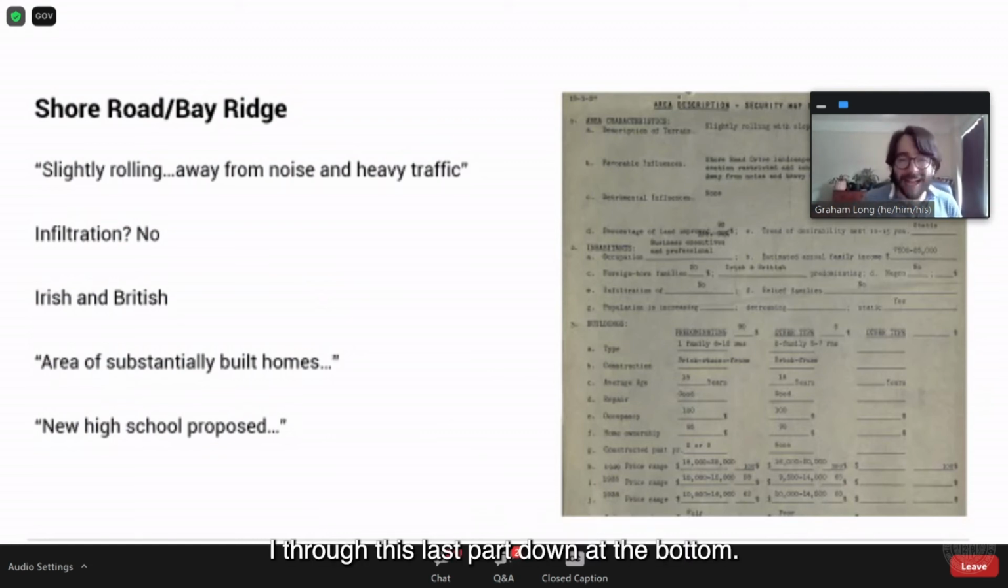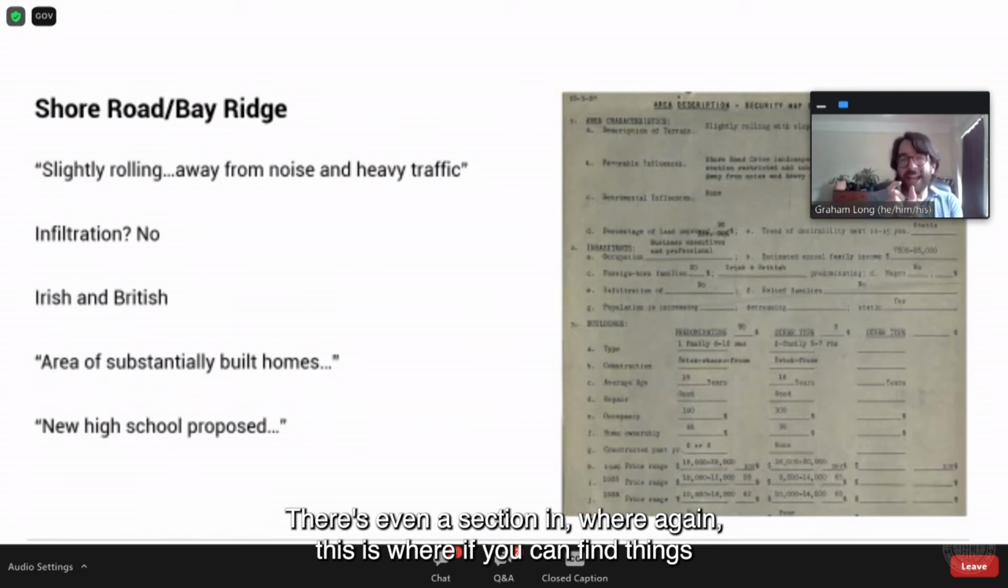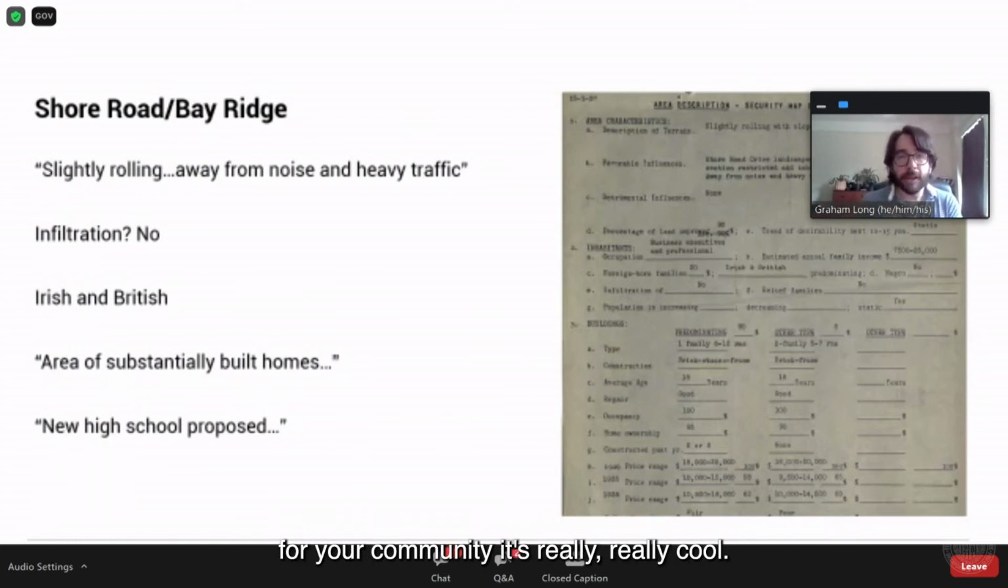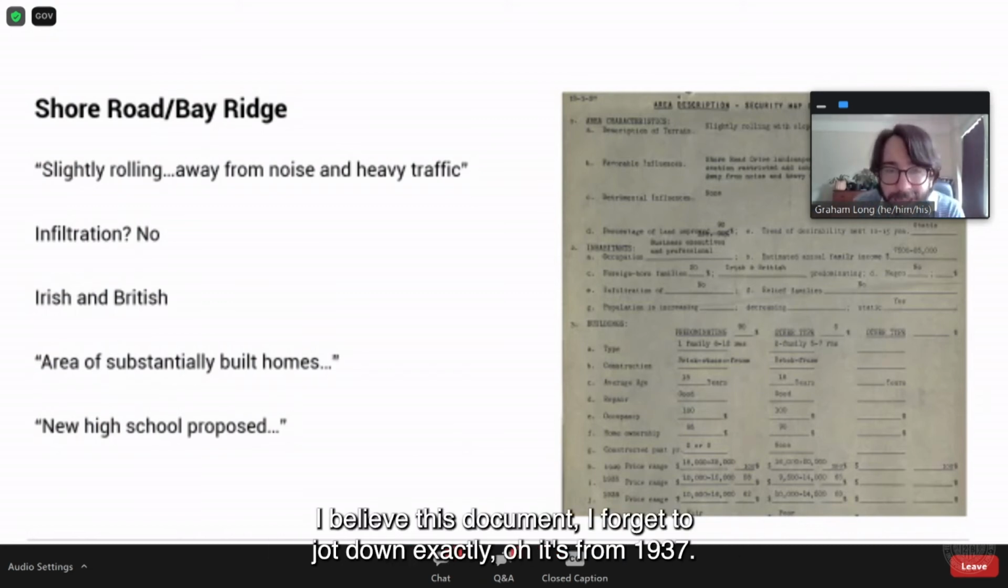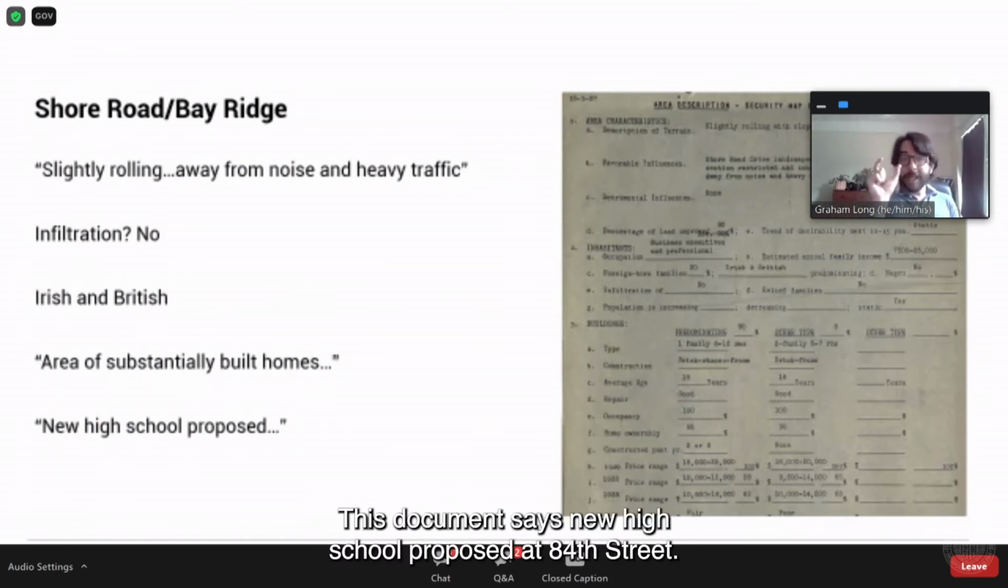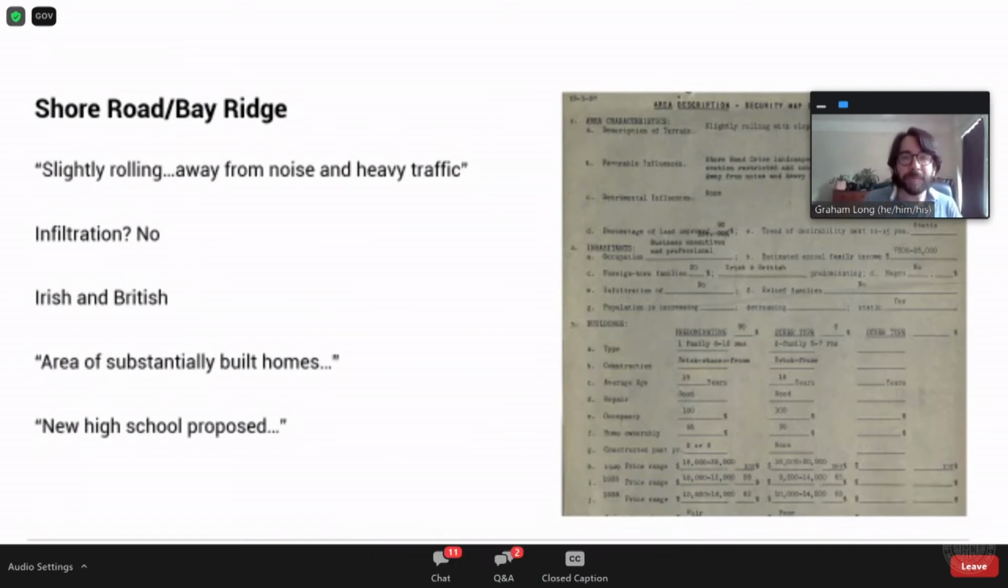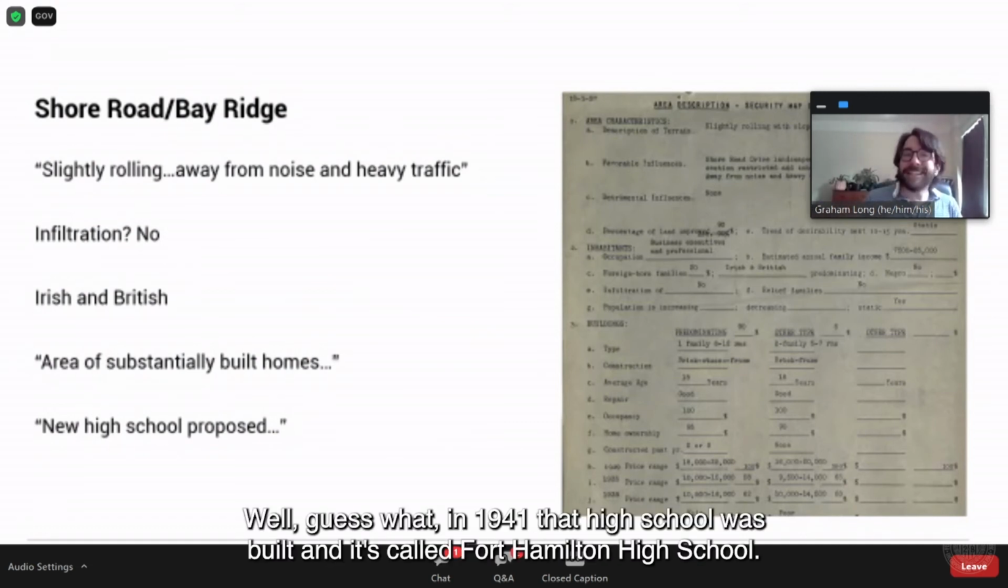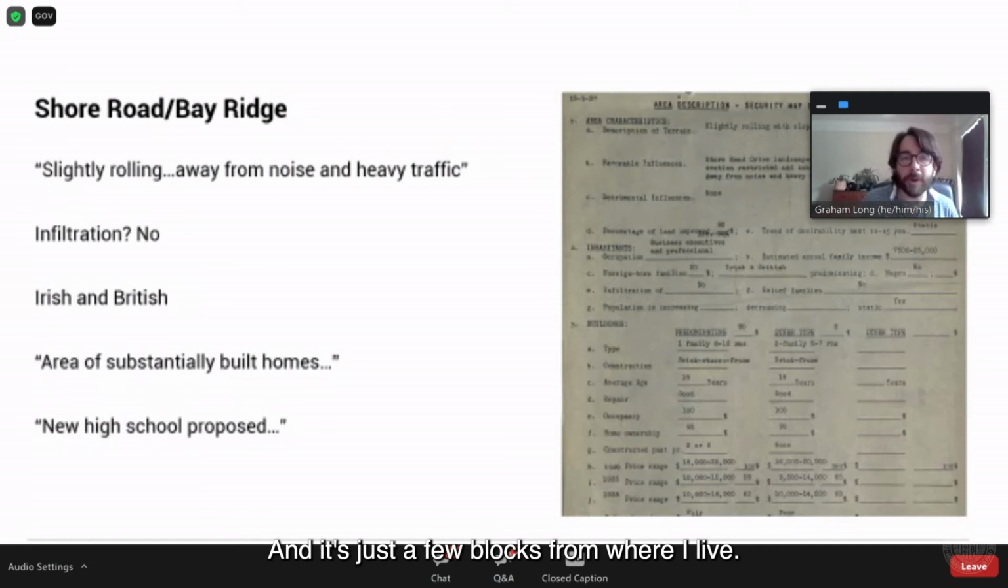I threw this last part down at the bottom. There's even a section, and again, this is where if you can find stuff for your community, it's really, really cool. Because it says, new high school proposed. I believe this document, I forgot to jot down, is from 1937. This document says, new high school proposed at 84th Street. Well, guess what? In 1941, that high school was built, and it's called Fort Hamilton High School, and it's just a few blocks from where I live.